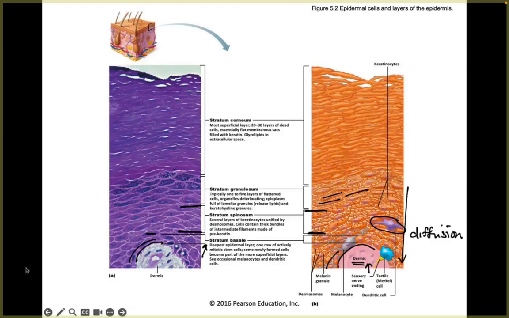And then you can see all of these cells are in the most superficial layer. There are 20 to 30 different layers, and all these cells are dead. This is the stratum corneum. You're going to see they're basically just cells full of keratin, and that's going to help with protection.